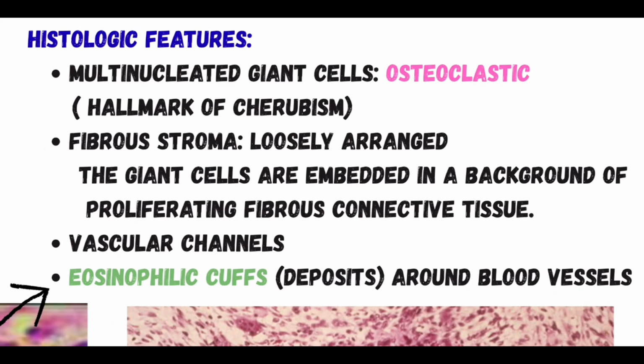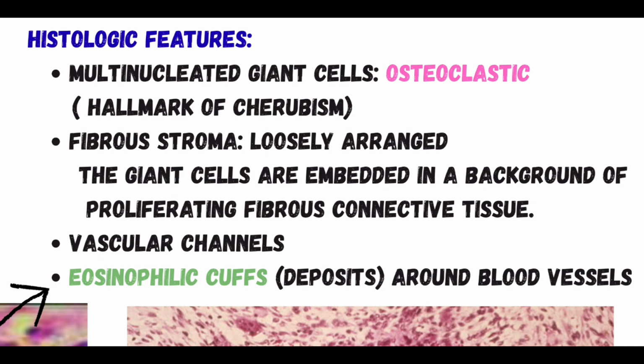Let's get into the histological features. This should be mentioned under four headings. One is the fibrous connective tissue stroma, second is the giant cells, third is the vascularity, fourth is the perivascular cuffing. Let's get into the connective tissue stroma.